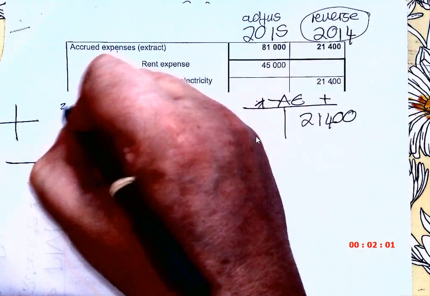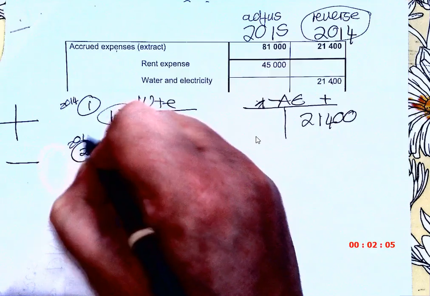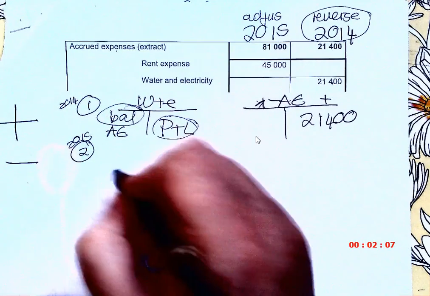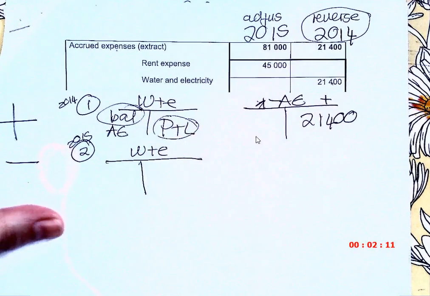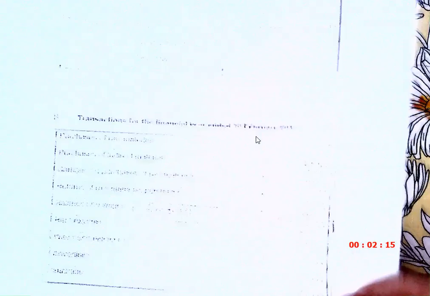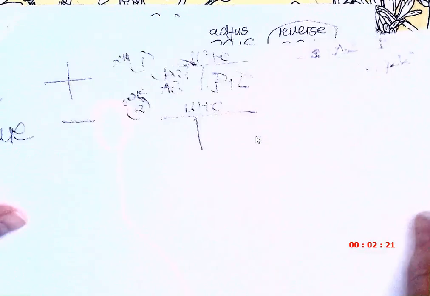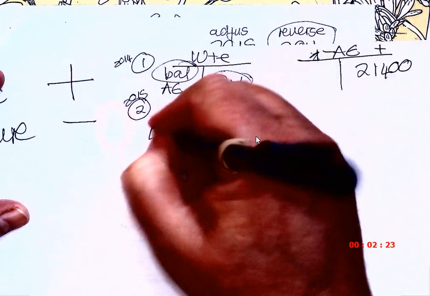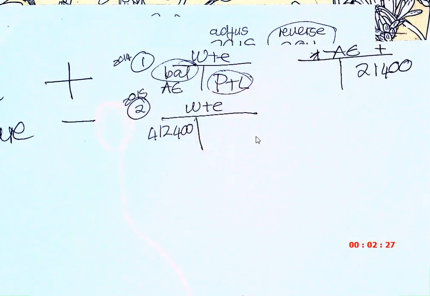So now I get to year 2, the current year. This was 2014, the end of 2014. Now I'm at the end of 2015. So again, I've got a water and electricity expense. How much is my water and electricity expense? I look here, I see 412,400. So I put in 412,400. This is the total amount I paid this year.